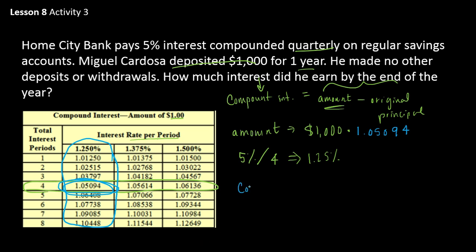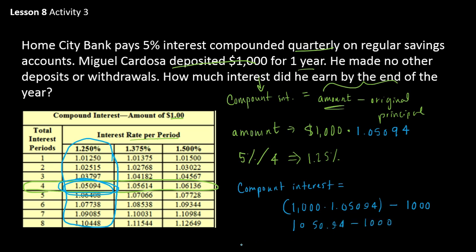So, continuing, that means that our compound interest equals amount, which is 1,000 times 1.05094, minus original principal, which is 1,000. This comes out to 1,000 times 1.05094 is $1,050.94 minus $1,000. So our compound interest equals $50.94.